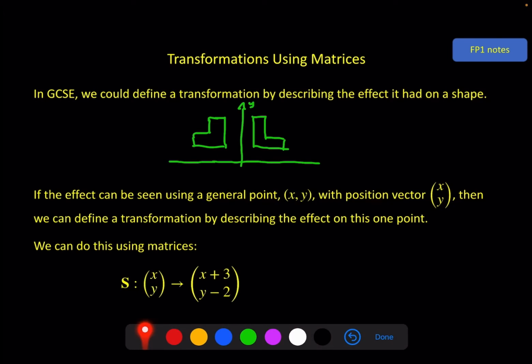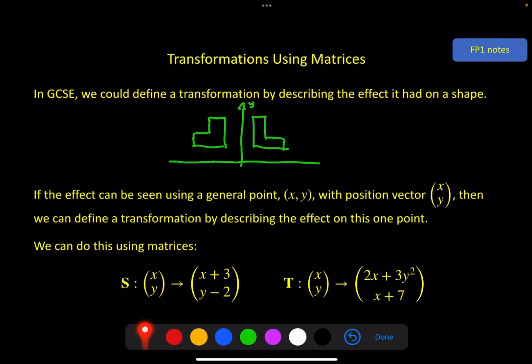So here, a bit of notation. This is saying the transformation S changes (x, y), the general point, or the position vector of the general point, into the point with position vector this, where the x has become x plus 3 and the y has become y minus 2. So this is a translation effect.